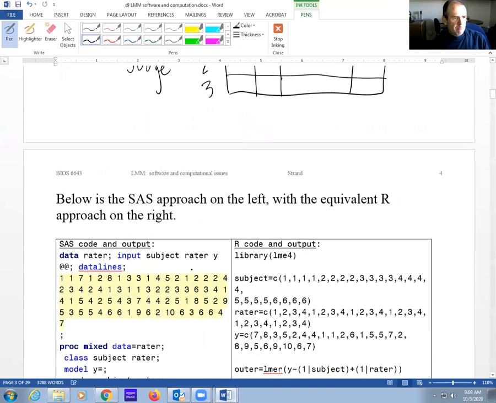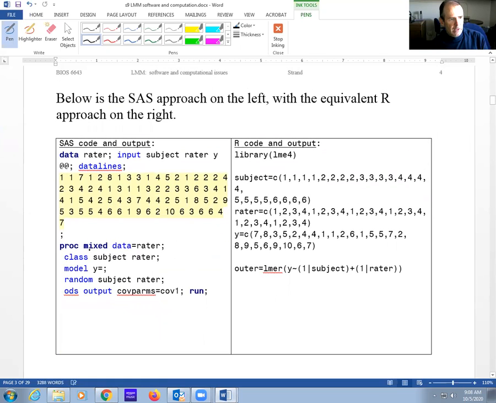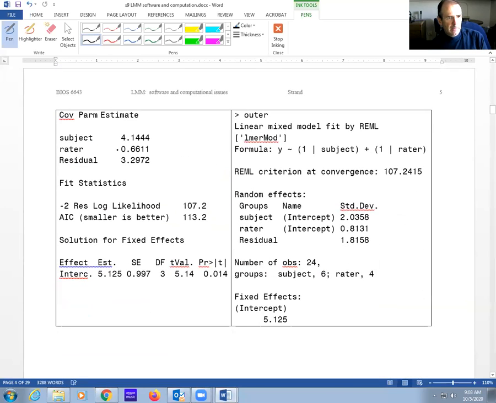If you run the PROC MIXED code for this, you would put in subject and rater as separate random effects. In this case, we just have an intercept, so it's a true random effects model. There's only a fixed intercept that we're going to fit. If you're to do this in R, then you would call the LME4 package, and then it would be the LMER function. The code is essentially just one line to write for that, and here's a little bit of output for that.